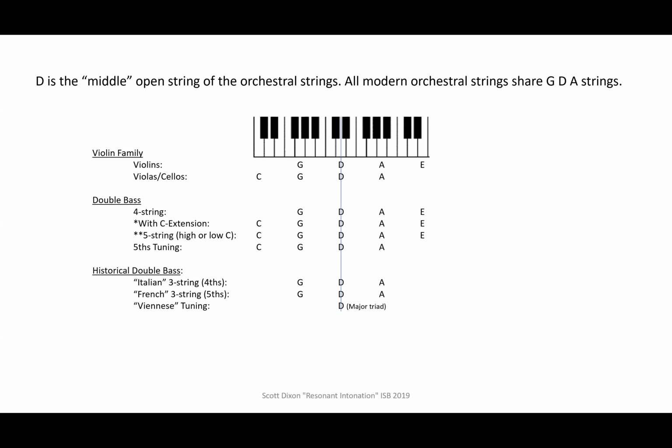On average, the middle string of all of the bass tunings is D, right? Standard 4-string is sort of balanced out by 5th tuning, which goes all down here. Extension tuned to C, then D is right in the middle. 5-string with C, D is right in the middle. These 3 historical tunings, D is literally exactly in the middle, whether it's 4ths or 5ths, or the D major triad in these tunings.